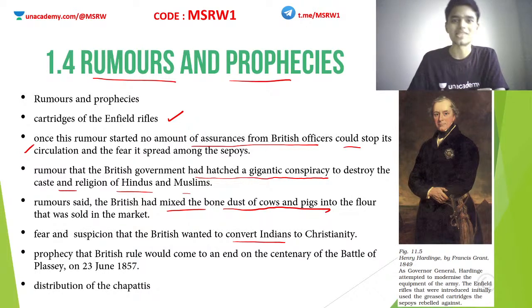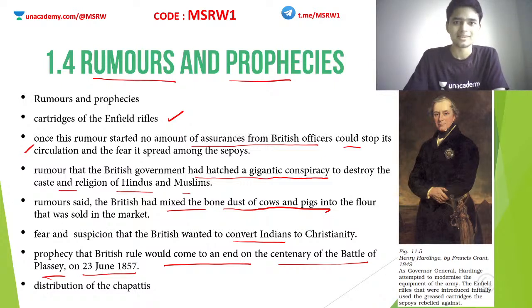Then came a prophecy, a very interesting, absurd prophecy, which said that British rule would come to an end at the centenary of the Battle of Plassey, which is 23rd June 1857. You know the famous Battle of Plassey, Sirajuddaula versus Robert Clive, which was fought in Bengal, in which the British affirmed their authority. This battle happened in 1757.